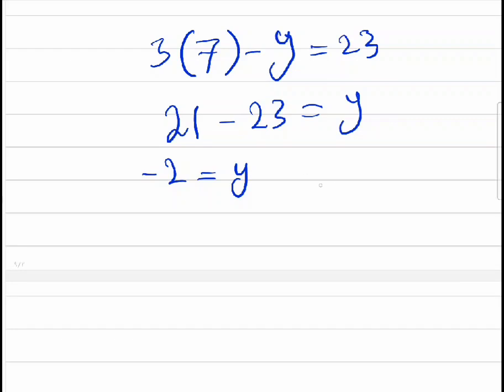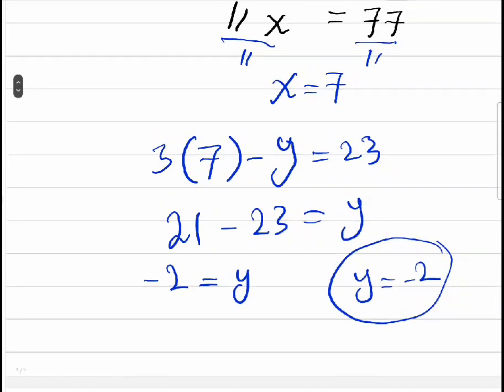And this is the second half of the solution. So together, x equals 7 and y equals minus 2. This forms the solution of this pair of simultaneous equations.